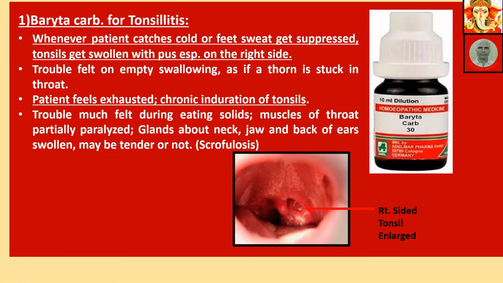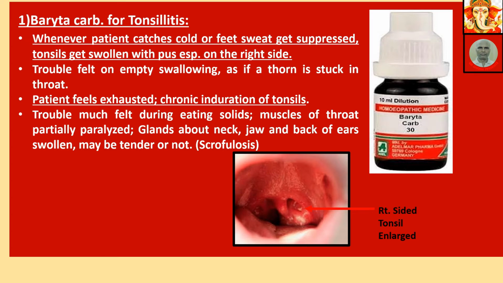Number one, Baryta carb for tonsillitis. Whenever the patient catches cold or feet sweat gets suppressed, tonsils get swollen with pus, especially on the right hand side. Trouble felt on empty swallowing, as if a thorn is stuck in the throat. Patient feels exhausted. Chronic induration of tonsils. Induration means hardening. Trouble much felt during eating solids.